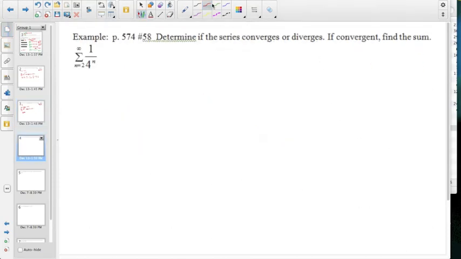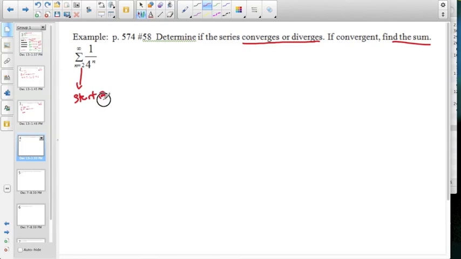In this example, again, the same instructions. We're looking for either a statement of convergence or divergence, and if it converges, find the sum. A bit problematic here. We need this to start at 0. The easiest way to do that is just to write out the first 2 or 3 terms, and then rewrite this expression.